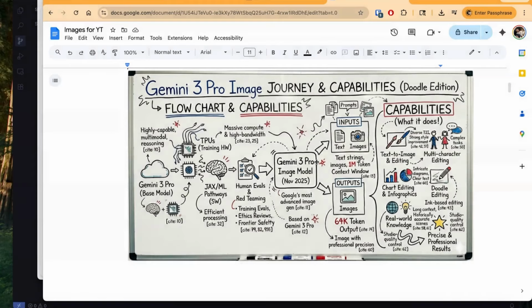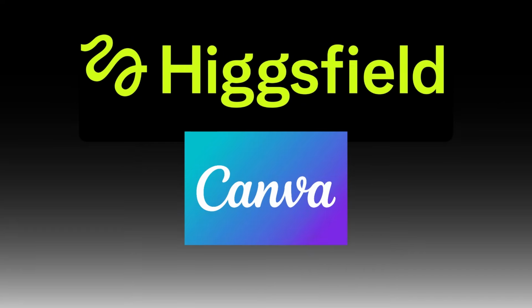Now, in terms of availability, Gemini 3 Pro Image, Nano Banana Pro, is available for AI Pro and Ultra customers on Gemini. It is available on third-party platforms like Higgsfield. I believe it's also available on Canva and Figma, so all those professional platforms have started using this. But unfortunately, it's not available for free yet. Hopefully, in the near future, it is available for everyone to use and have fun.